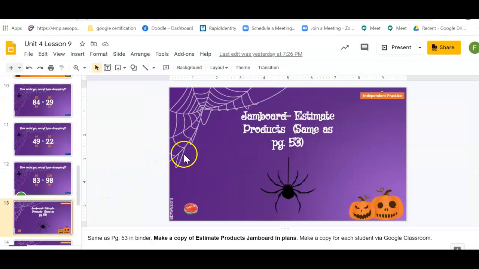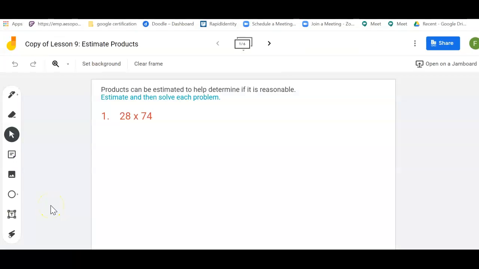So on our next slide, this is just our introduction to our next Jamboard, Estimate Products Jamboard. And this again has been assigned to you in Google Classroom by your teacher. And in a second, I'll be bringing up the exact Jamboard that you should be working on. Okay, so the Jamboard that you should be working on right now, which is also your independent work, is right here.